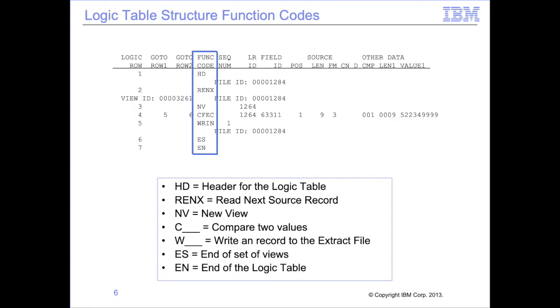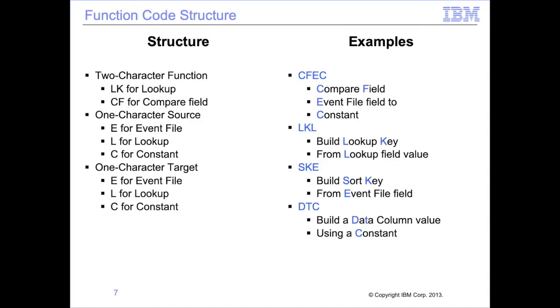The function codes specify what action should be taken. For example, an HD function is the header for the logic table. The RENX means read next source record, and an NV is the start of a new view. Functions beginning with C compare two values, and functions beginning with W specify writing a record to the extract record. The ES and EN functions end the logic table. In this and the next 6 training modules, you'll be introduced to all the major logic table function codes.